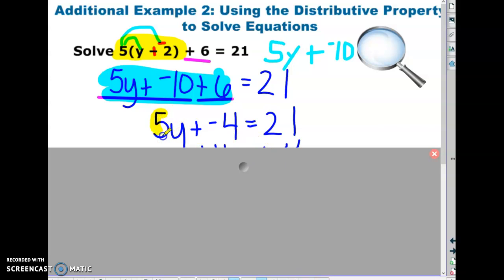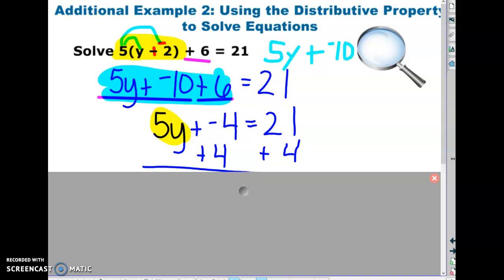Now, like what we did in our previous lesson, we want to have the 5y. We want to isolate the variable. We want this all by itself on that side. So I'm going to think, how can I get rid of a negative 4? The way I can get rid of that is by adding a positive 4 to both sides. So now when I add down, this right here, my friends, is going to be a 0.